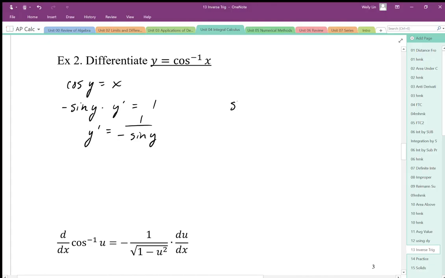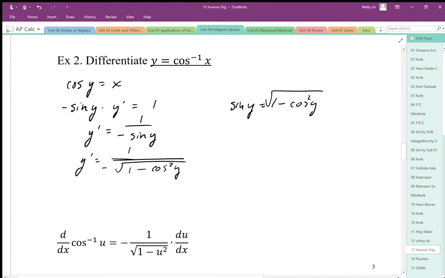Again, we know that sine y is equal to the square root of 1 minus cos squared y. We're going to substitute for that. So we end up with y prime equals 1 over negative square root of 1 minus cos squared y. Just like in the other examples, we can replace that cos squared y with x squared, and we end up with y prime equals negative 1 over the square root of 1 minus x squared.